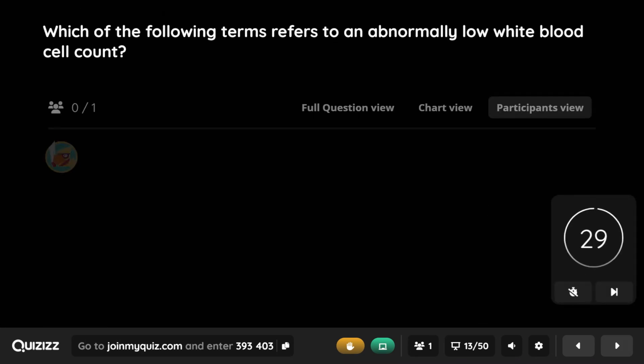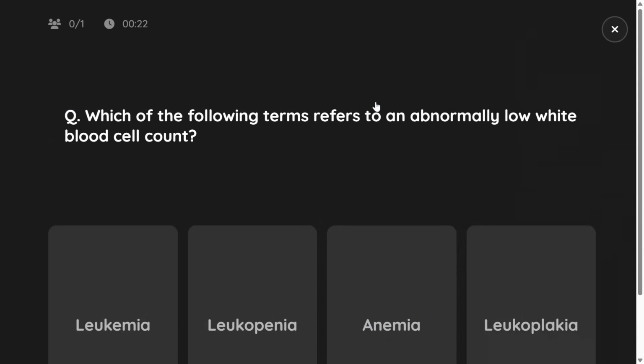Which of the following terms refers to an abnormally low white blood cell count? Is this going to be leukemia, leukopenia, anemia, or leukoplakia? Abnormally low white blood cell counts. You guys have about 10 more seconds to think this one through. Abnormally low white blood cell count.